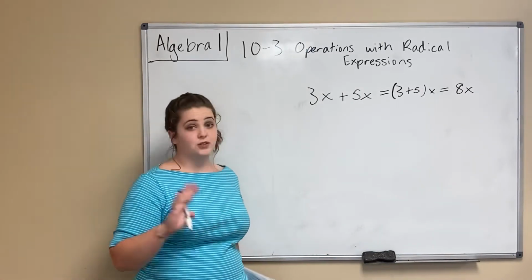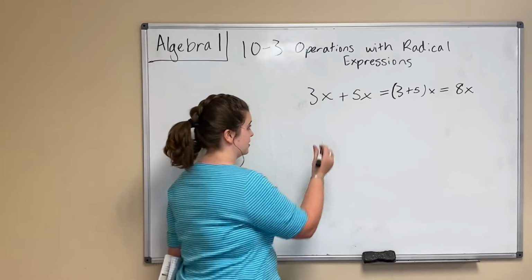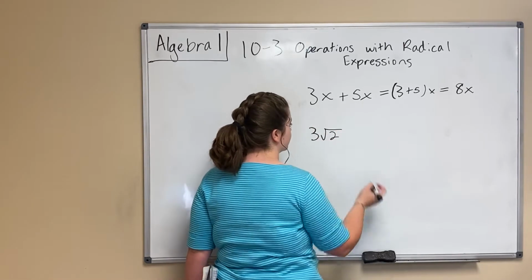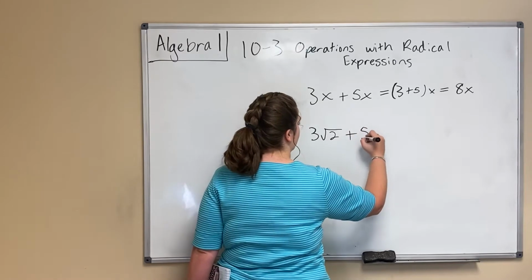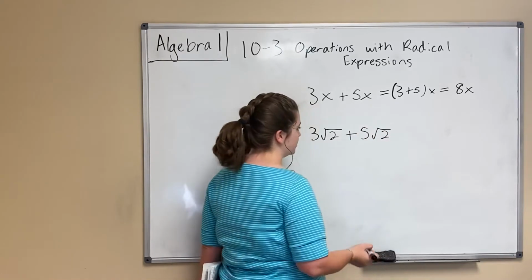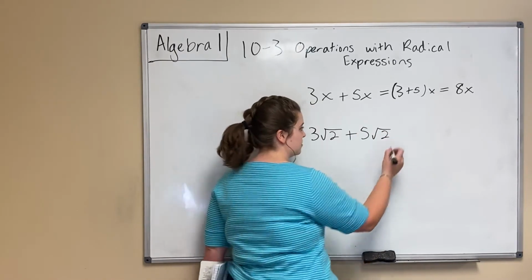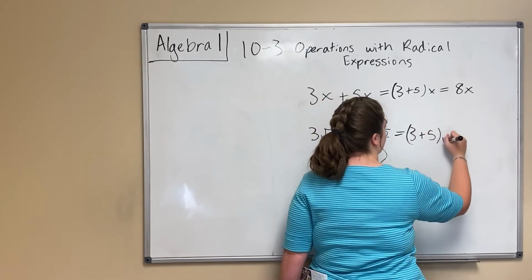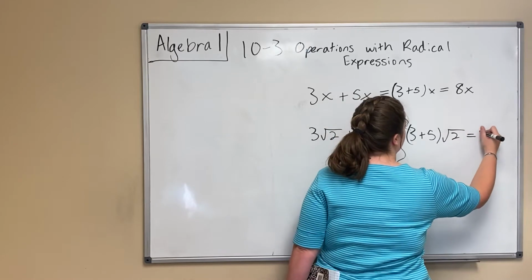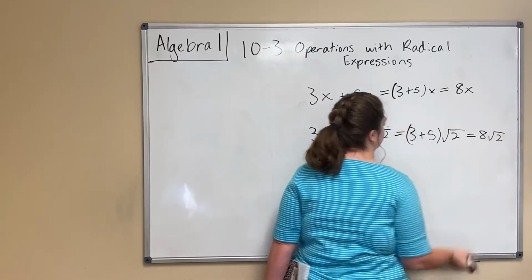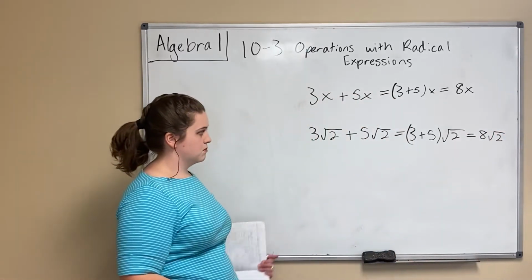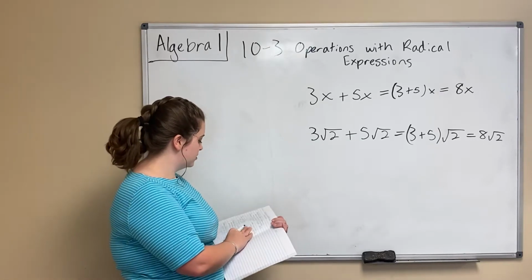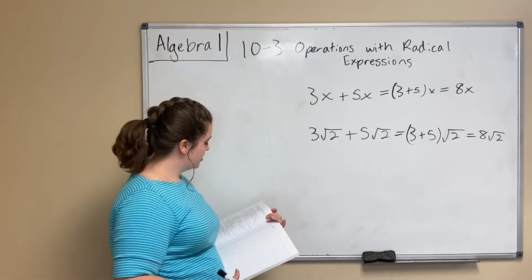With radicals, we do the same exact thing. If I had 3 times the square root of 2 plus 5 times the square root of 2, I do the same thing. It equals 3 plus 5 on the square root of 2, or 8 on the square root of 2. We can treat what's in the radical kind of like how we treat variables in equations in that way.